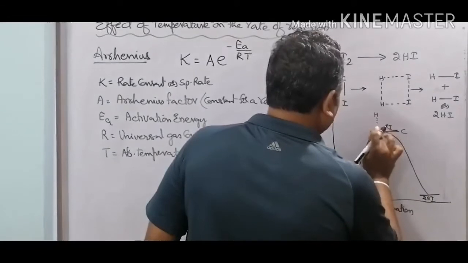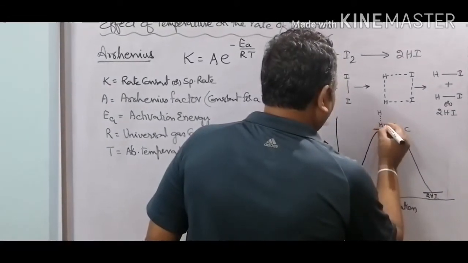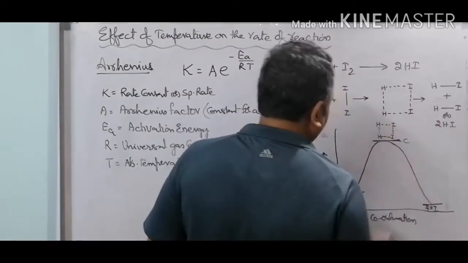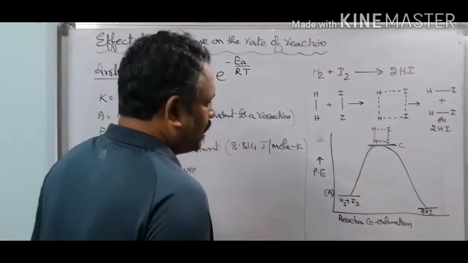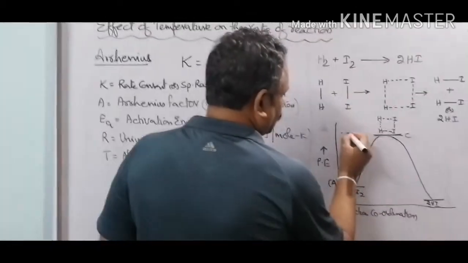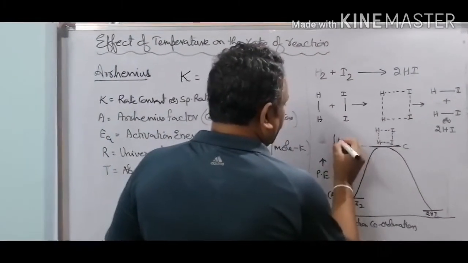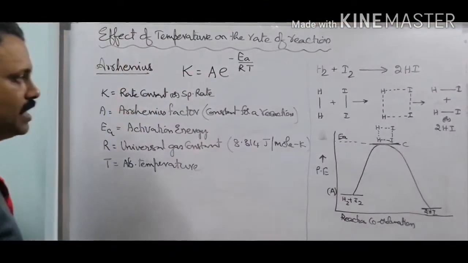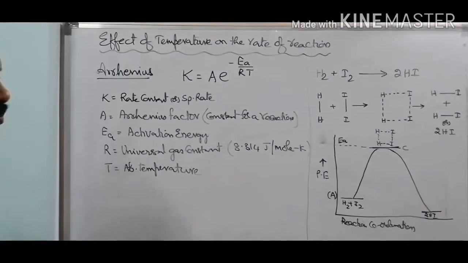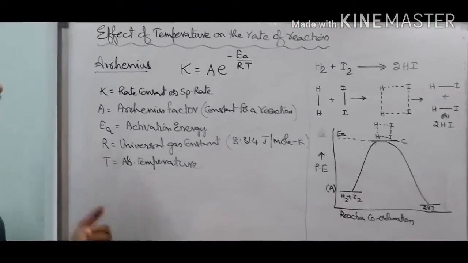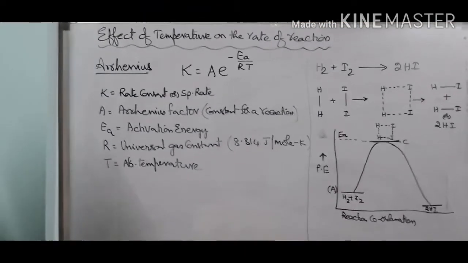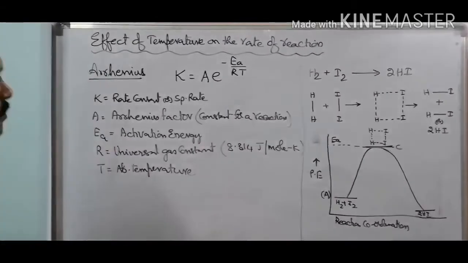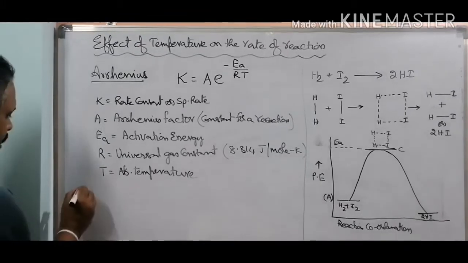So this particular energy is nothing but the activation energy Ea. So Ea refers to the energy possessed by the activated complex during the change from the reactants to the products. Okay, and further, on experimental verification, Arrhenius also stated.